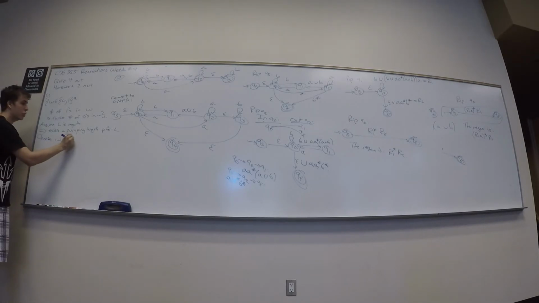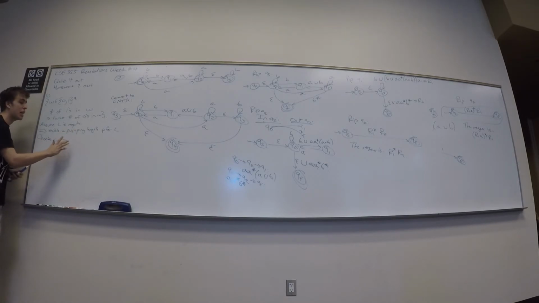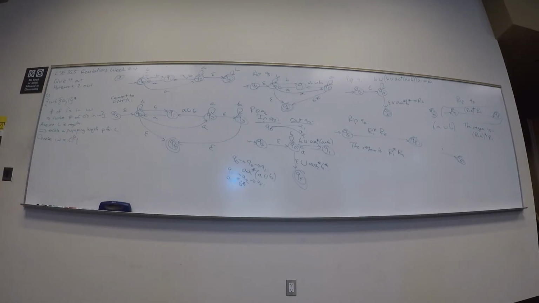Can I pick 0, 1, 1? Does this have length longer than P? Maybe, I don't know. Can I guarantee it though? No. So I can't use that string, because it's not long enough. What about 0 to the P, 1? Does that have length at least P? Yes. But is it in the language? No, because I don't have exactly 2P 1s, which is what I would need here.